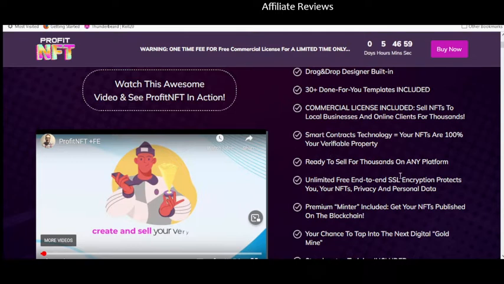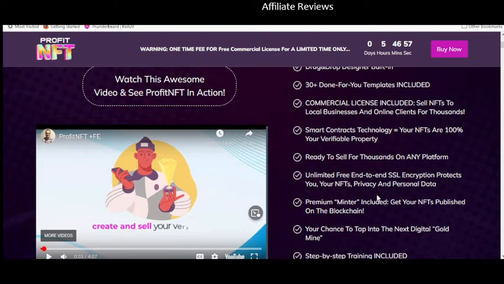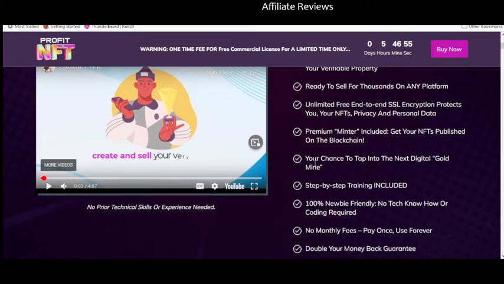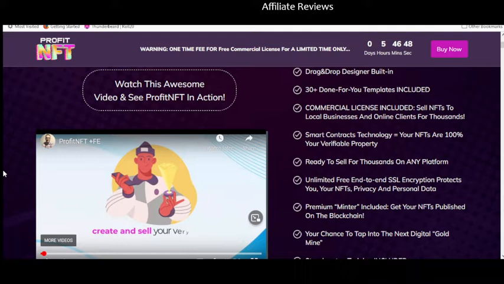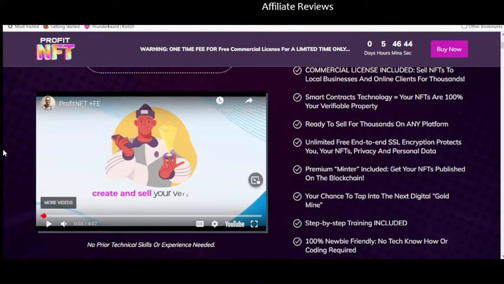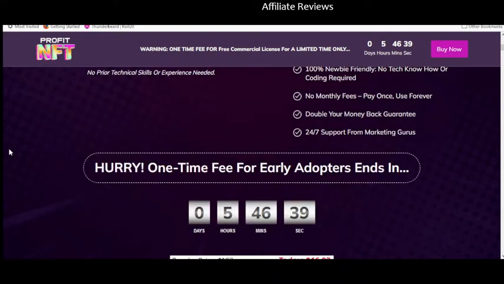Unlimited free end-to-end SSL encryption, premium miner, and so on. Read through all of this. Make sure you understand this. There's a neat little promo video up here. It does not show you what Profit NFT does, but it will explain it a little bit. And of course, it's the sales video more than anything else.